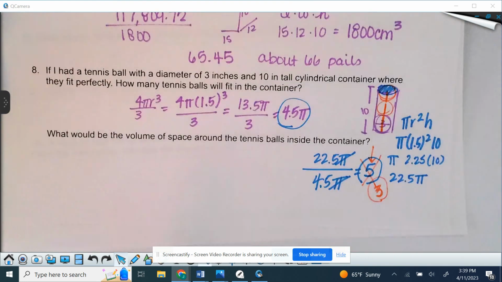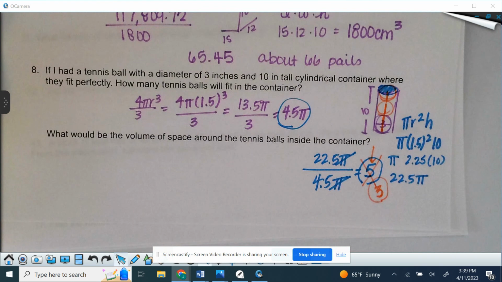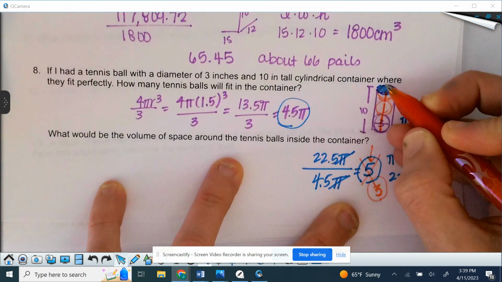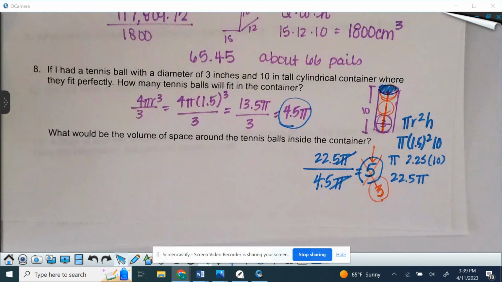If these were, let's say, ice, maybe snowballs, then you could fit 5 because you could pack them in as far as your actual volume. But only 3 are going to fit in this container because you're going to end up with a 1-inch gap at the top, and that's because it's 3, 6, 9, and then there's a 1 because it's a 10-inch container. So it means only 3 full tennis balls will actually fit in there.